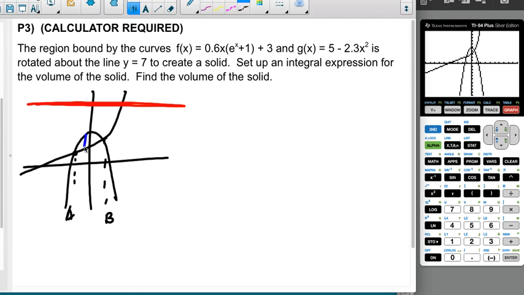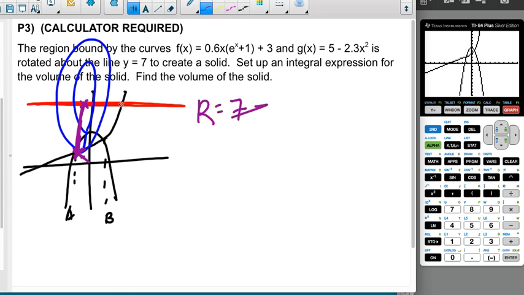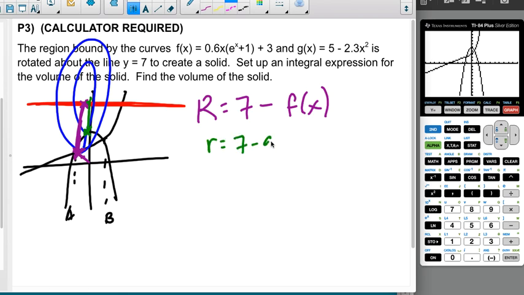So when you rotate this thing around above it, now your axis of rotation is going to change, right? So now that your axis of rotation is up here, your big radius is top minus bottom. Your big radius is going to be the axis of rotation minus the e to the x curve, because that's not the quadratic. So hang on. Big radius is the 7 minus the e to the x curve, which is the f of x, right? Your little radius, we didn't use green yet. Your little radius is going to be the axis of rotation down to the parabola. So your little radius is 7 minus g of x.